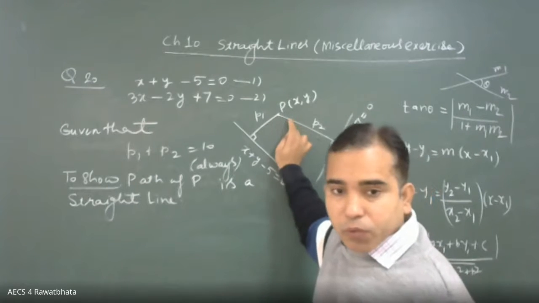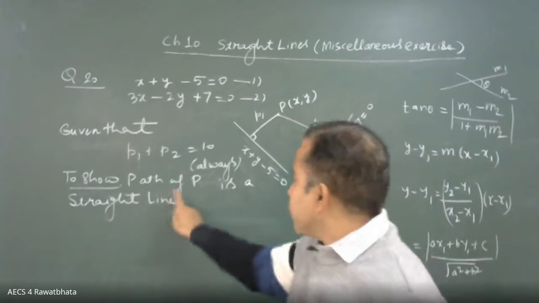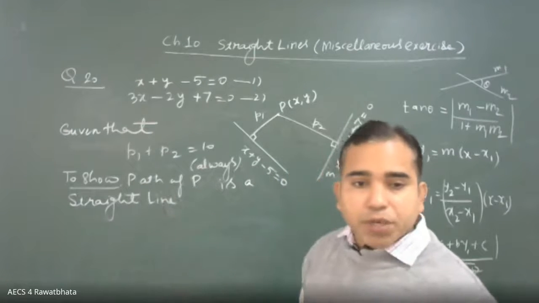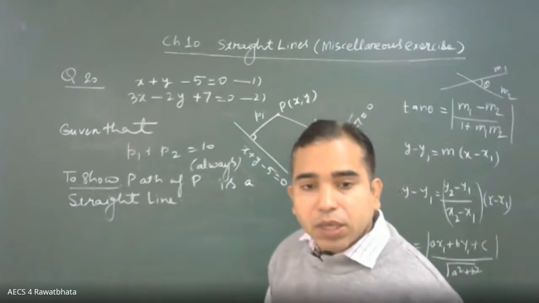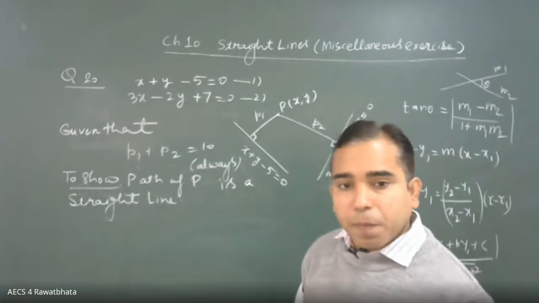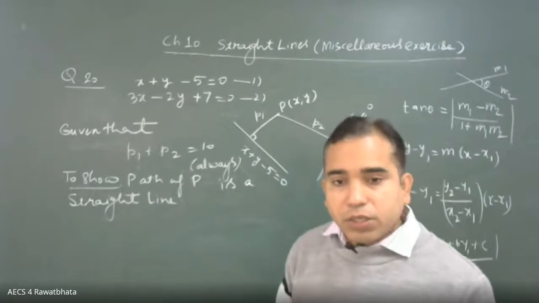So we have to bring one equation between x and y, and because we have to show that the path of P is a straight line, that equation must be a linear equation in two variables. Linear equation means its degree should be 1. It should not contain x square, xy kind of terms. Its degree should be 1.